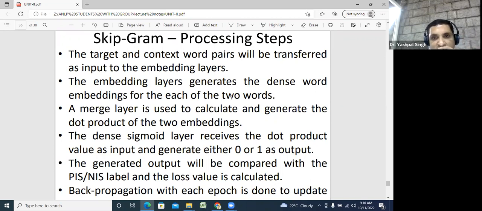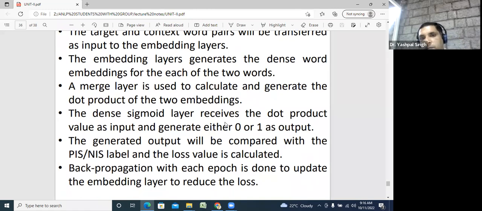After that, the merge layer is used to calculate and generate the dot product of the two embeddings that we are using, that is the t plus 1 and t minus 1. After that, the dense and sigmoid layer will generate the output from whatever input we give. So we are generating two things, that is 0 and 1. One is for the positive input samples and 0 is for the negative input samples.